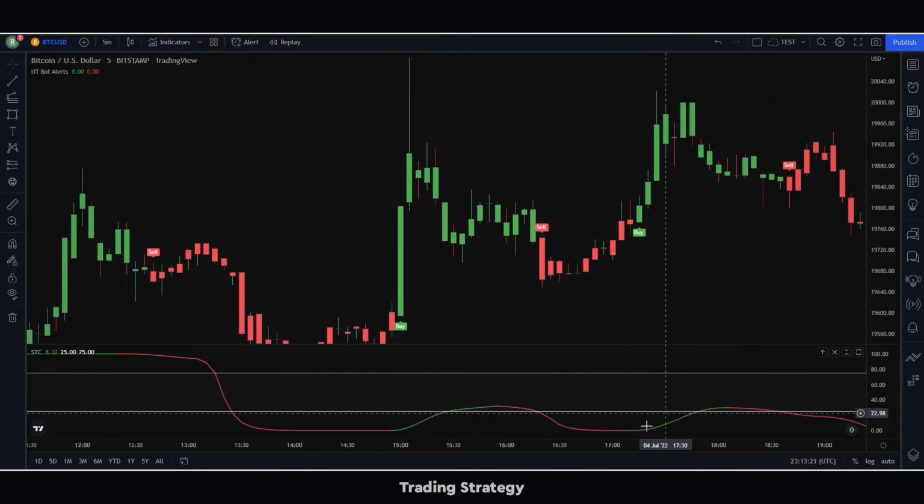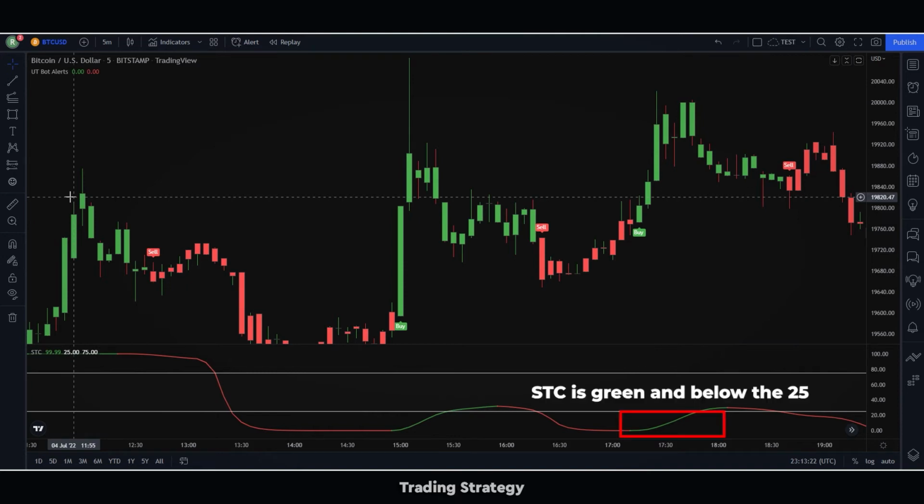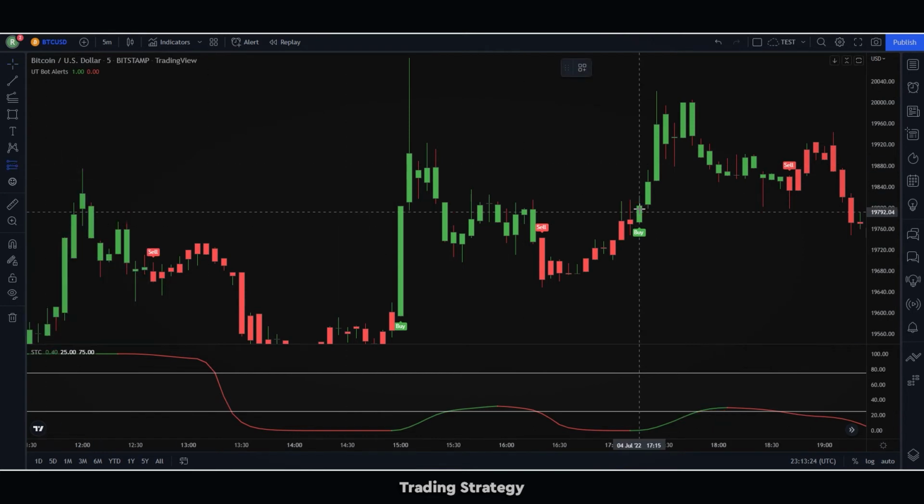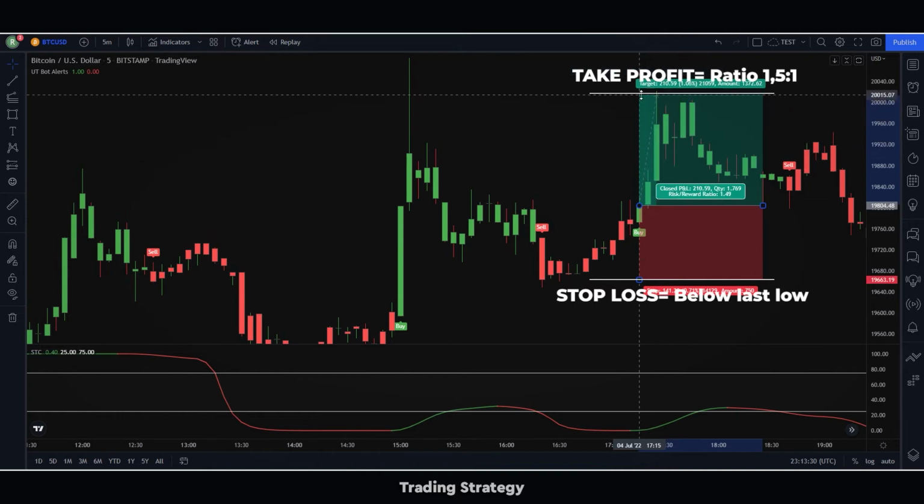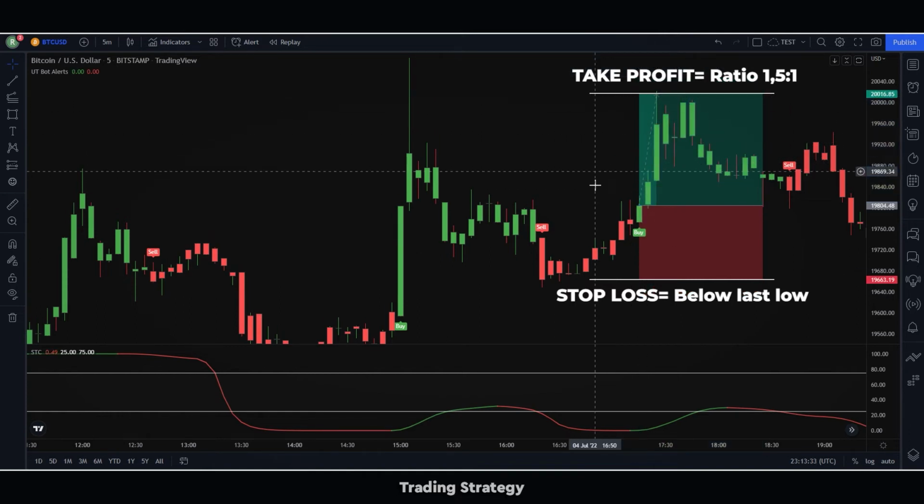Let us now see when we will carry out buy operations. We will carry out a buy operation in the event that the STC is green and below the 25 level. If this is true, we will wait for the bot alert to indicate the buy signal to carry out the operation. We will place our stop loss below the last low and our take profit with a minimum ratio of 1.5 to 1, that is, 1.5 times our stop loss.